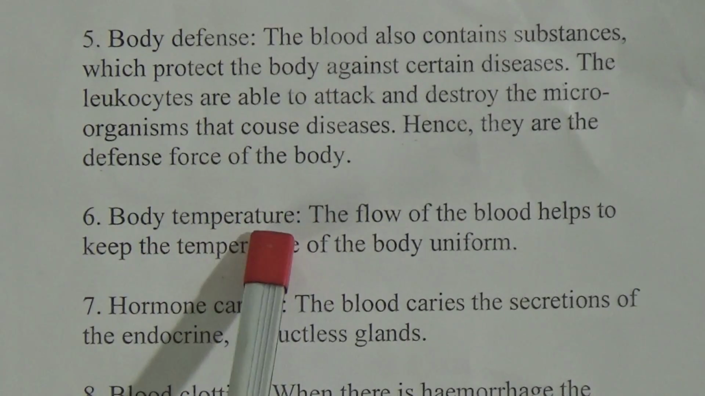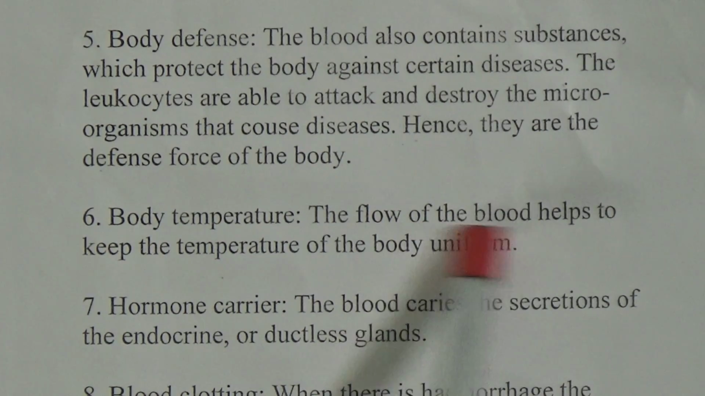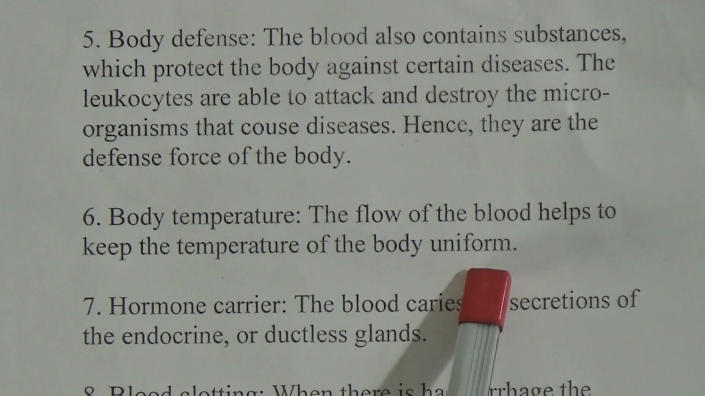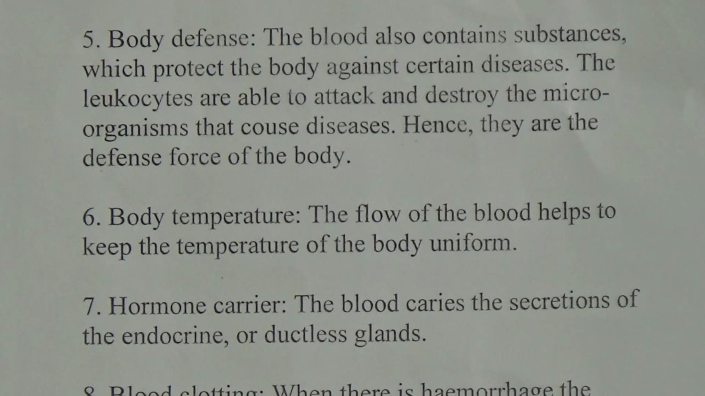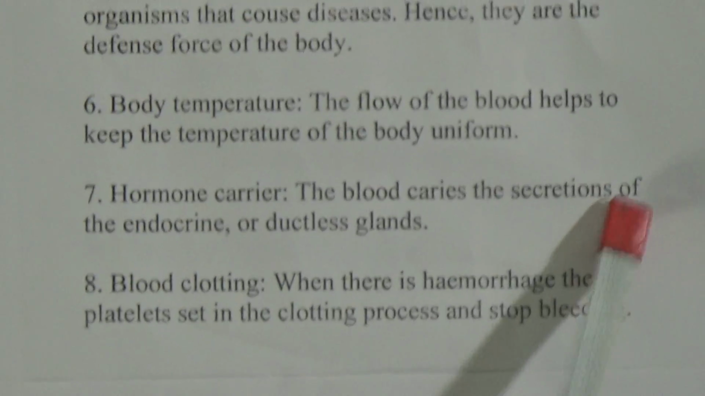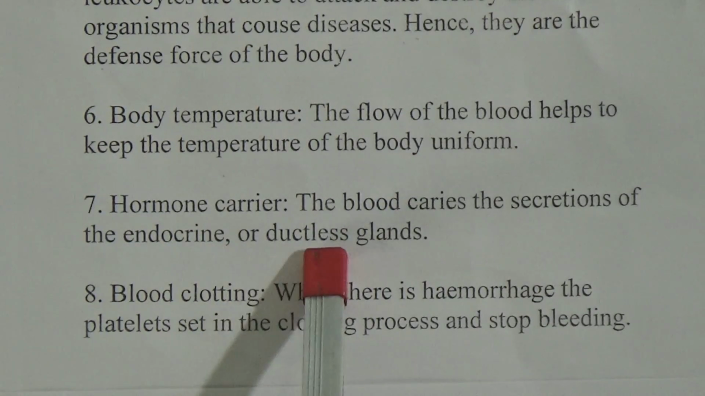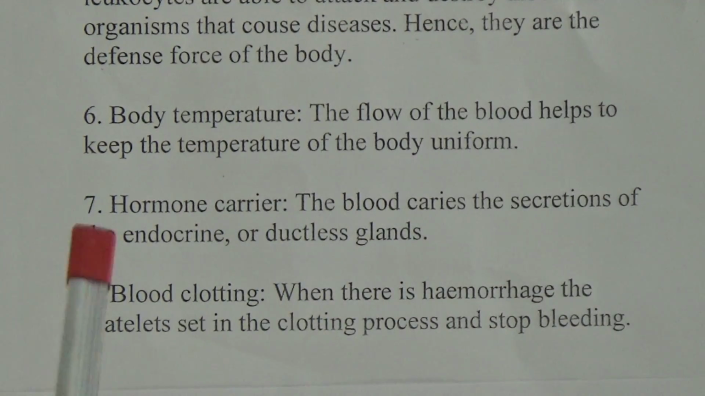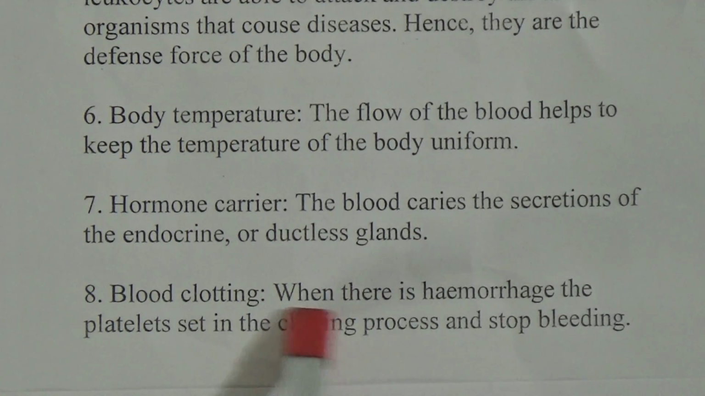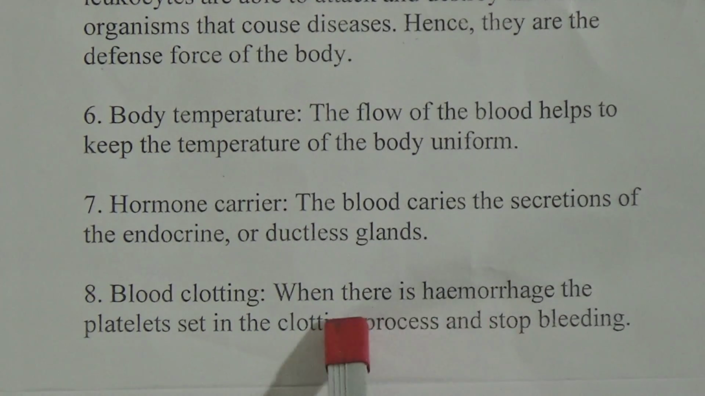6 number, body temperature. The flow of the blood helps to keep the temperature of the body uniform. 7 number, hormone carrier. The blood carries the secretion of the endocrine or ductless glands. 8 number, blood clotting. When there is hemorrhage, the platelets set in the clotting process and stop bleeding.